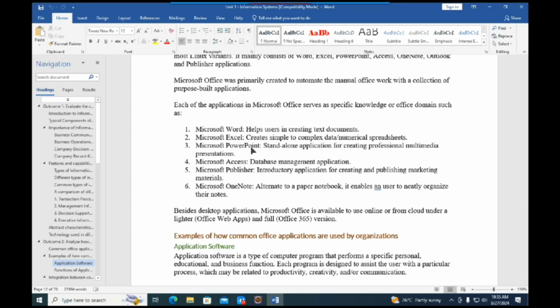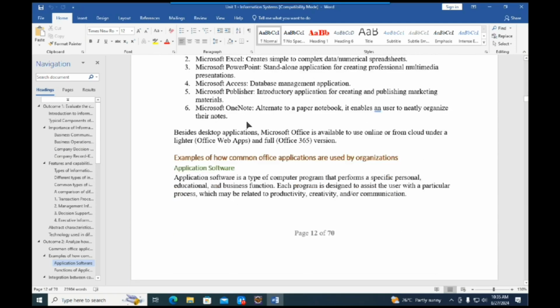We have Microsoft PowerPoint, which is for creating multimedia presentations. We have Microsoft Publisher, which is used to create marketing materials. Then we have Microsoft Excel, which is used to deal with simple and even complex data. So each of these software is performing a specific task. Apart from the desktop applications of Microsoft Office, we have others that you can use online from the cloud. Of course, you can use the Microsoft Office 365 version.